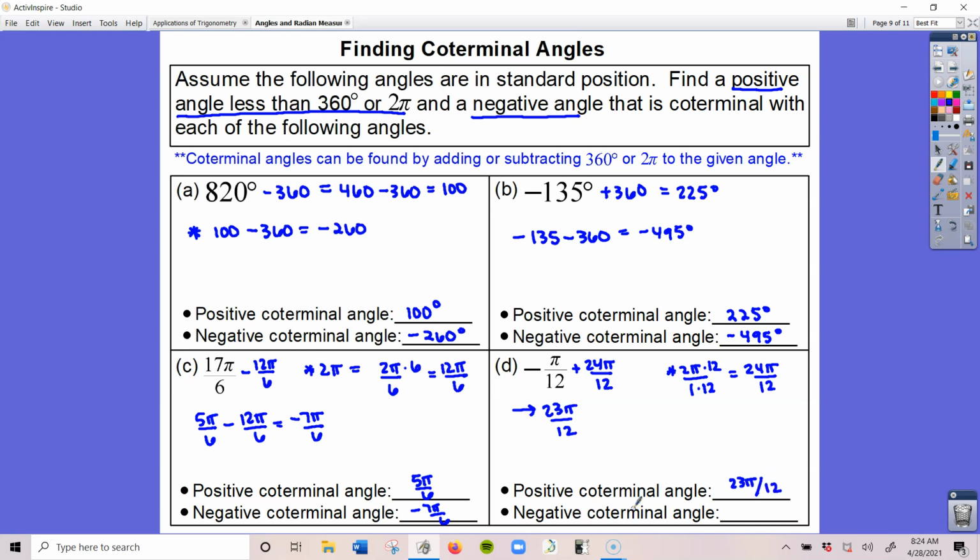To get a negative coterminal angle, I can take my negative pi over 12 and subtract 2 pi, which is 24 pi over 12. And I get negative 25 pi over 12 as my negative coterminal angle. Now, let's look at how to draw these coterminal angles.